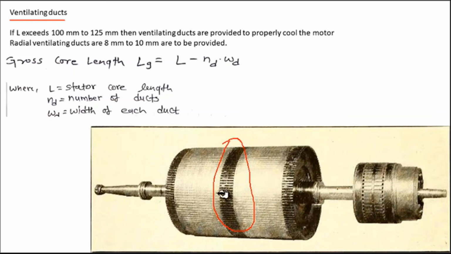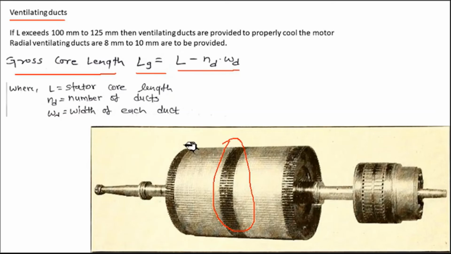So why are these ducts provided? To effectively cool the motor. Now if you are providing ventilating ducts to the rotor, your gross core length LG will change because of the radial ventilating duct. So LG is equal to L minus ND times WD.